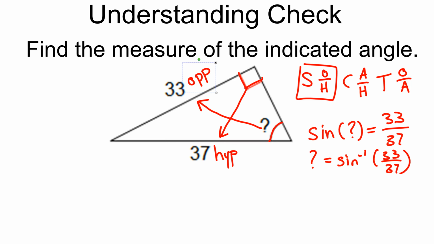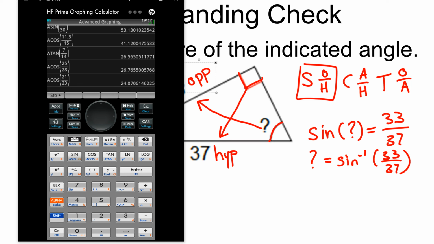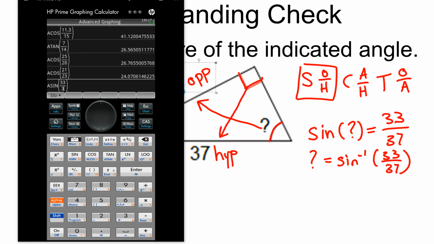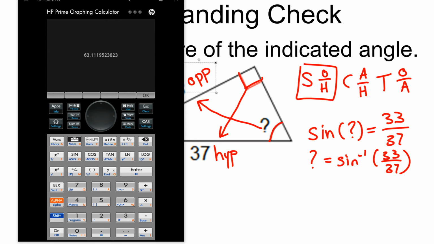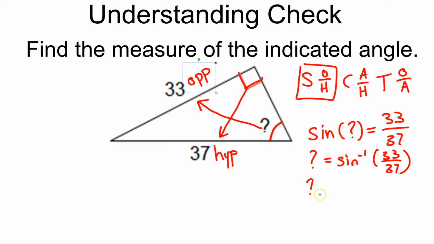And then from there, we just put that in our calculator. So second sine, 33 divided by 37. Press enter. That is our final answer right there, 63.112. So what we're going to get is 63.112. And remember, you have to put that degree sign because that is the unit it's measured in. And there's our final answer. That's all there is to it, guys.